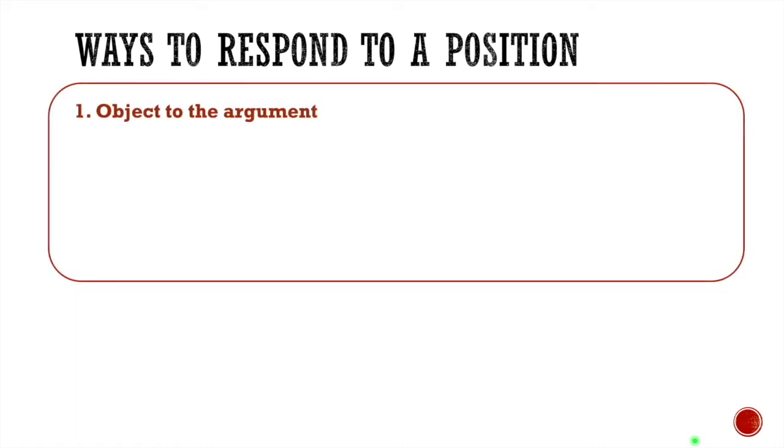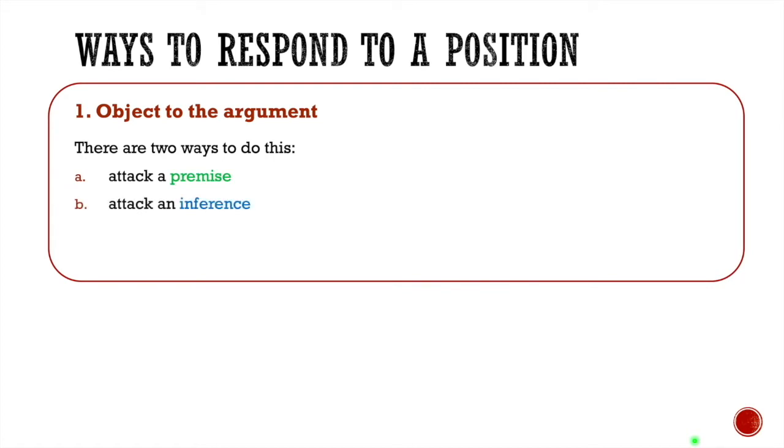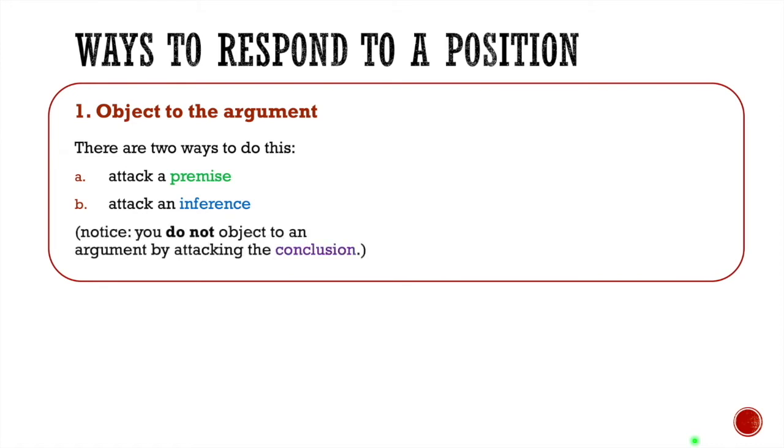So here's a little bit of a summary of a few of the things we've just talked about. These are different ways to respond to a position. We saw already that one way to respond to a position is to object to the argument for that position. And there are 2 ways to do that. You can either attack a premise of that argument, or you can attack an inference of that argument. But notice, you do not object to an argument by attacking the conclusion. You never say, oh, I think your argument is bad because the conclusion is false.